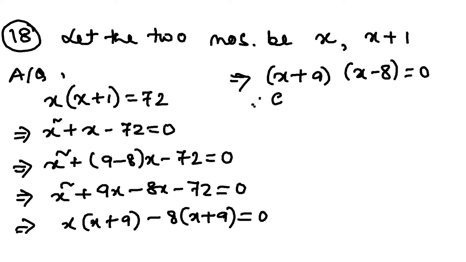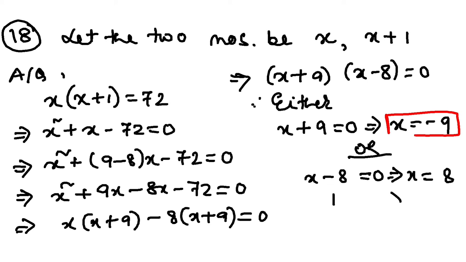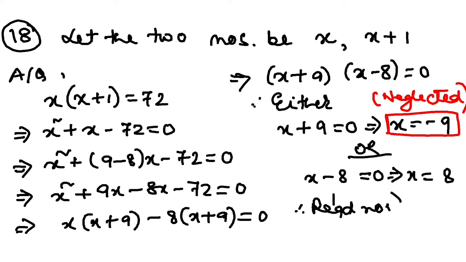Now just like the previous question, I will have x plus 9 equal to 0, that will give us x equal to minus 9, or I will have x minus 8 equal to 0, that will give us x equal to 8. Again, because you have to take whole numbers, this x equal to minus 9 will be rejected or neglected. You can write any of the words, neglected or rejected. So my required numbers are, one is 8, next is obviously 8 plus 1, that is 9. So this is my final answer, 8 and 9.